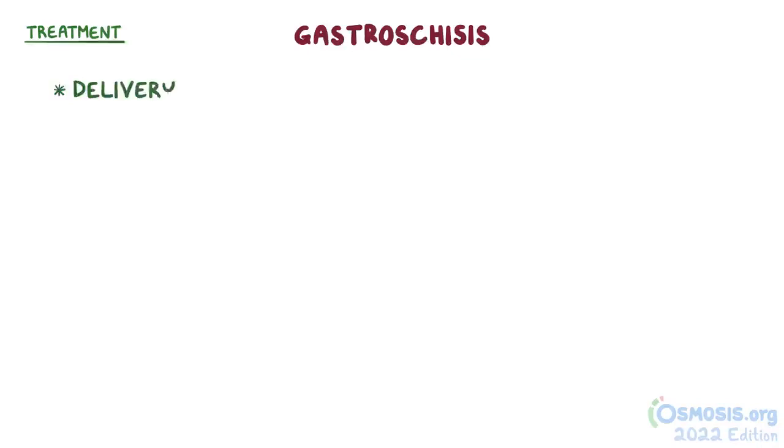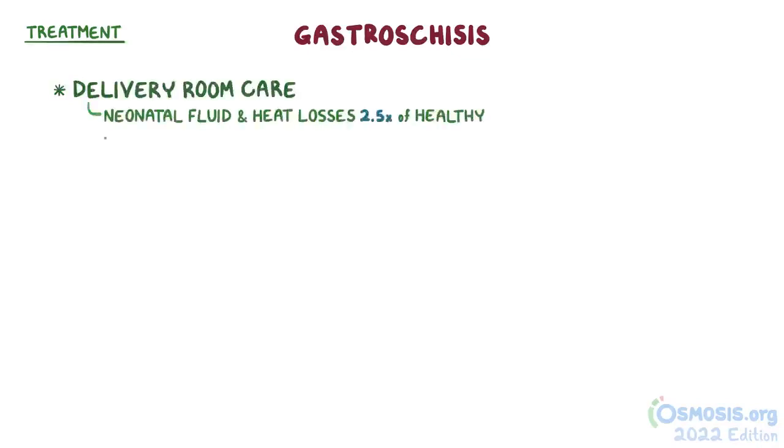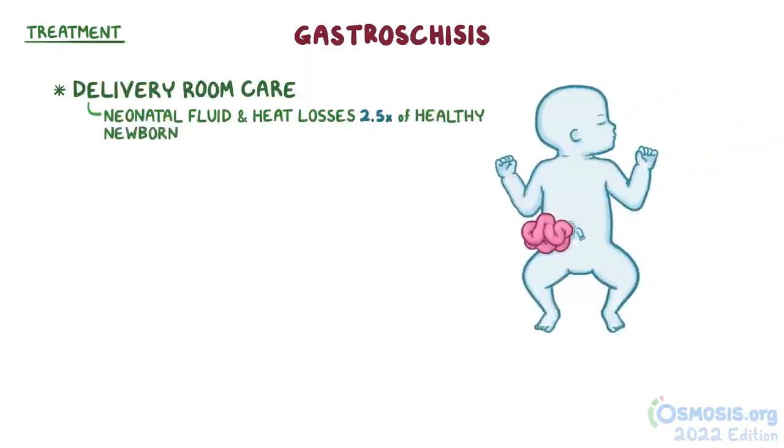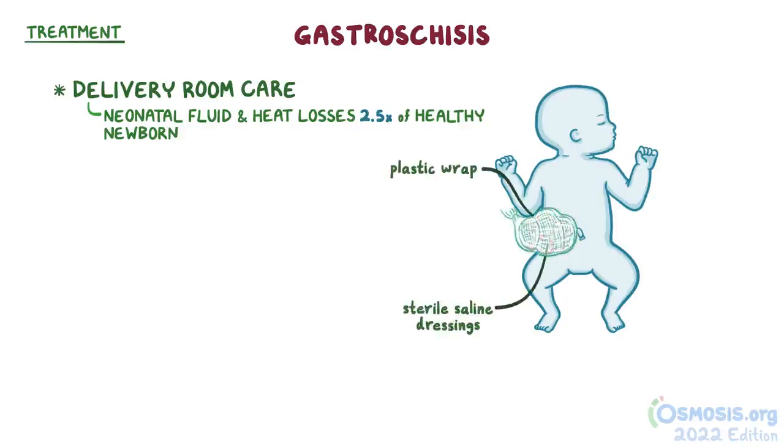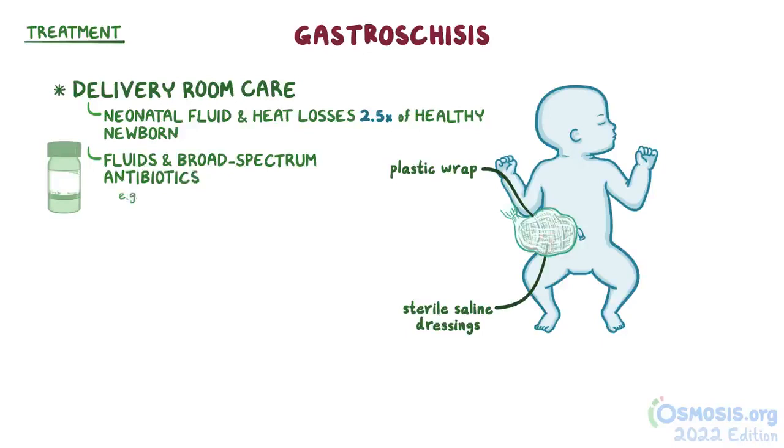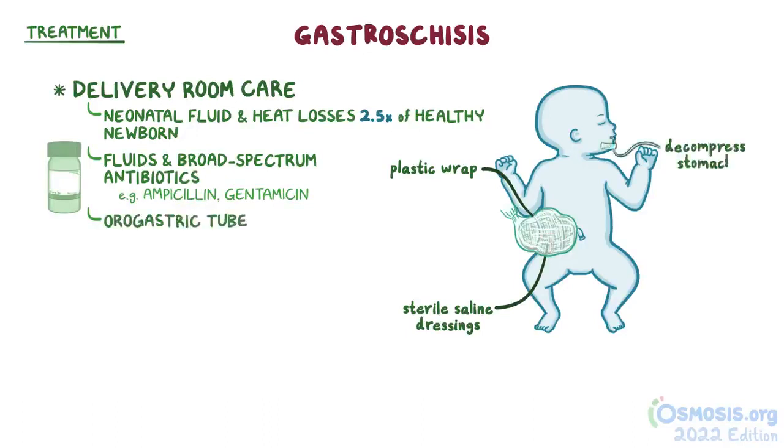Treatment begins with delivery room care. Neonatal fluid and heat losses are 2.5 times that of a healthy newborn, and it only increases when the bowels are exposed. This is why covering the bowels with sterile saline dressings and wrapping them with plastic wrap is mandatory. Next, fluids and broad-spectrum antibiotics that cover maternal vaginal flora, like ampicillin and gentamicin, are also needed to prevent infection. Additional steps include inserting an oral gastric tube to decompress the stomach and providing respiratory support if required.